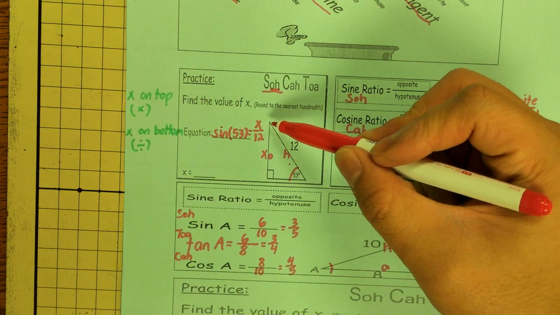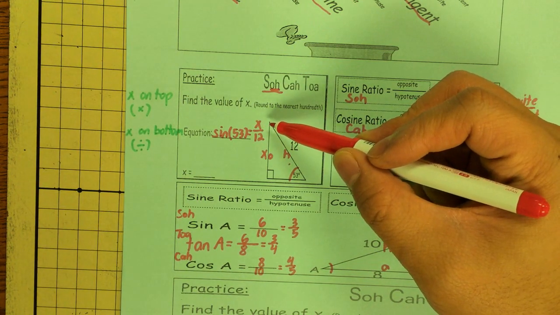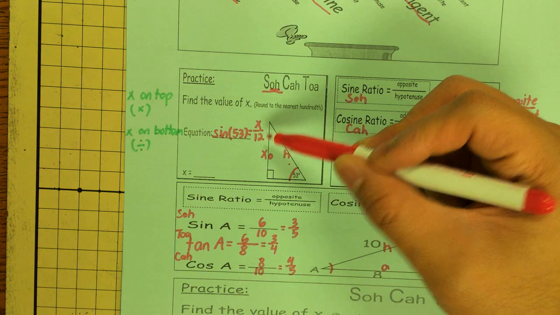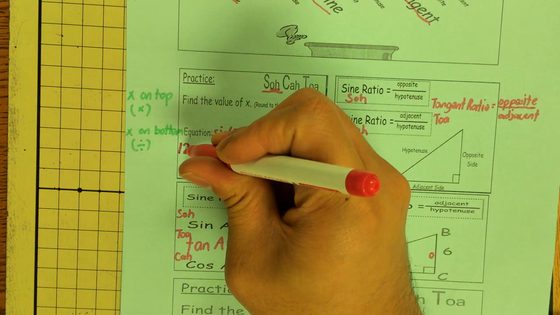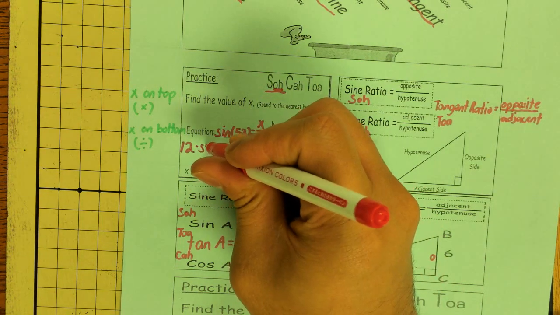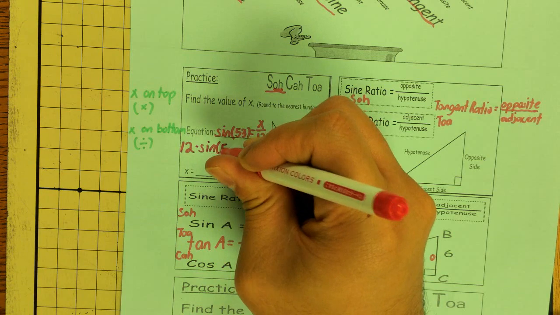Right here, my X is on top, it's a numerator. That means I multiply. What we multiply is you take the number from the fraction, that's a 12. 12 times it with your function, sine 53.